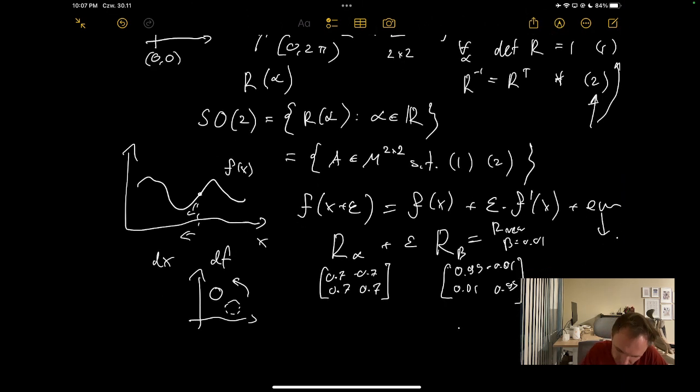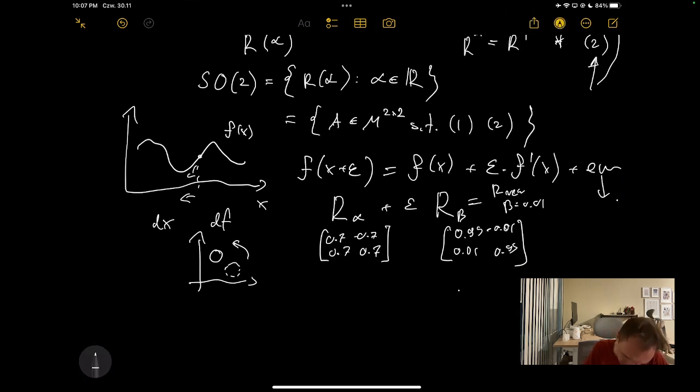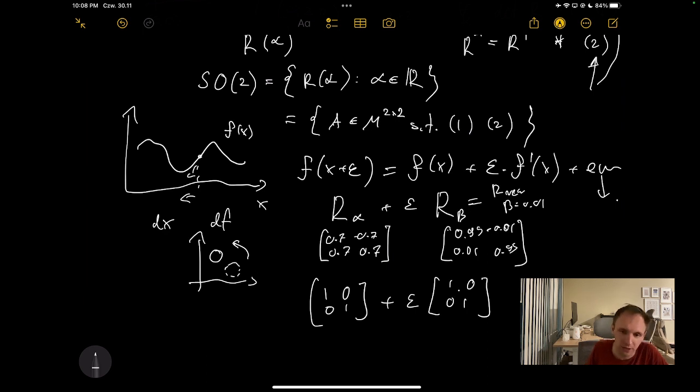And there's an even easier way to see it. If I just take the identity, which is a valid rotation matrix, and I add epsilon times another identity rotation, in terms of adding rotations I would suspect that this does nothing, because it's identity plus identity.